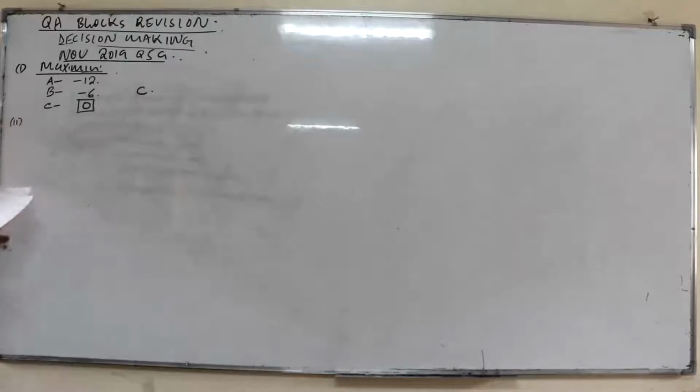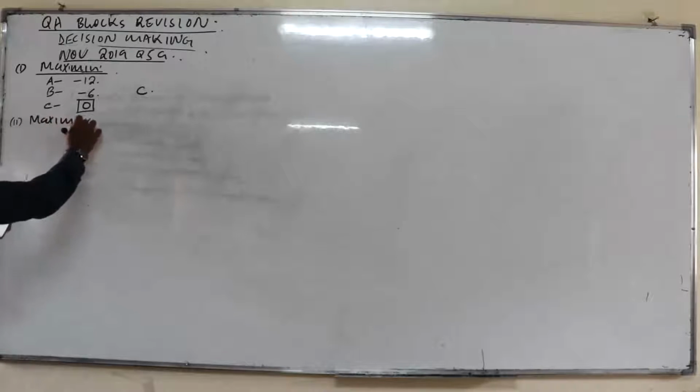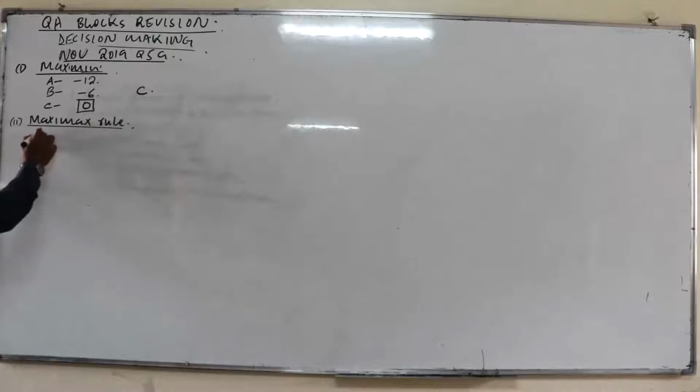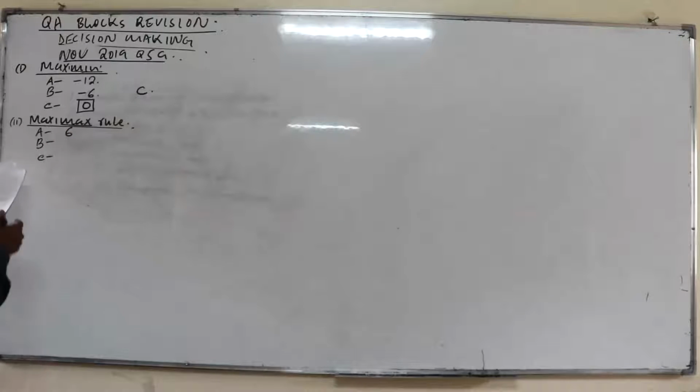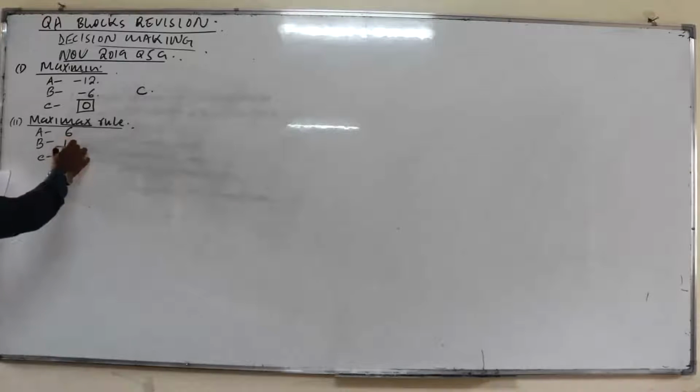Let's go to number 2. Number 2, you have to use the maximax law or max criterion. So between A, B, and C, this means the maximum of the maximum. So you take the maximum. For alternative A, the maximum we have is 6. For B, the maximum we have is 16. And for C, the maximum we have is 12.